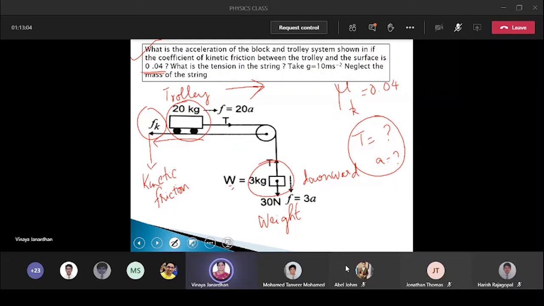What is the acceleration of the block and the trolley system shown in the figure? If the coefficient of kinetic friction between the trolley and the surface is 0.04, what is the tension in the string? Take g as 10 meter per second squared. Neglect the mass of the string. So you draw the diagram right now, then we have to deal with both the objects separately.